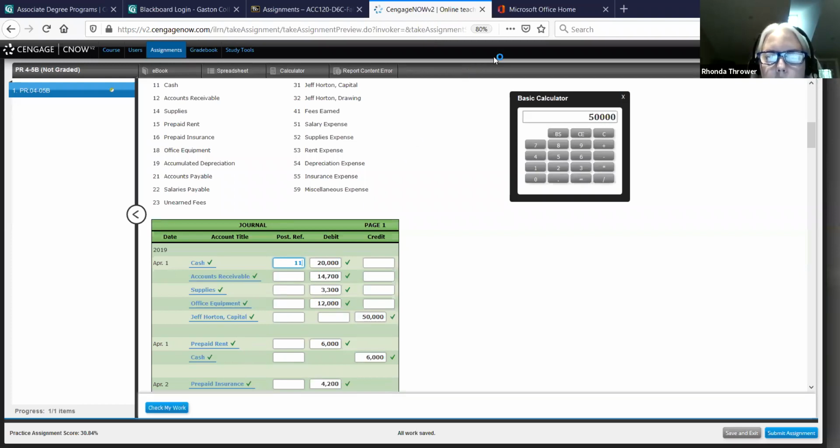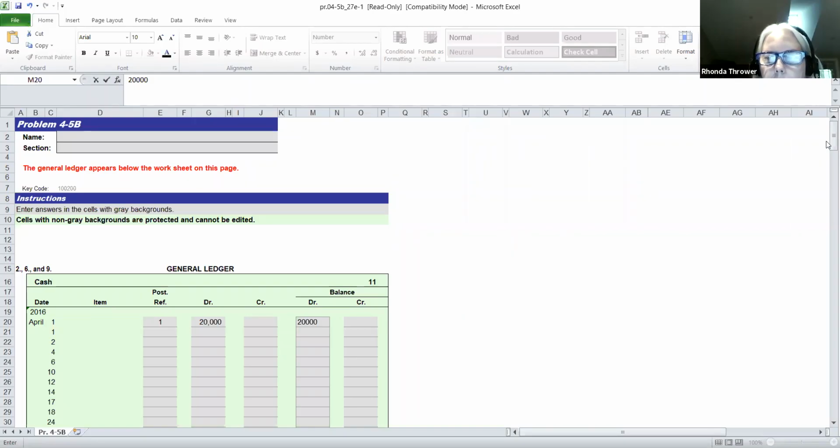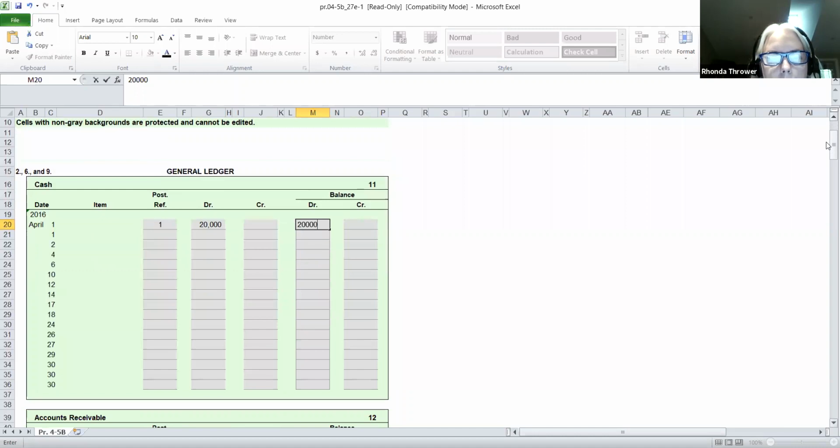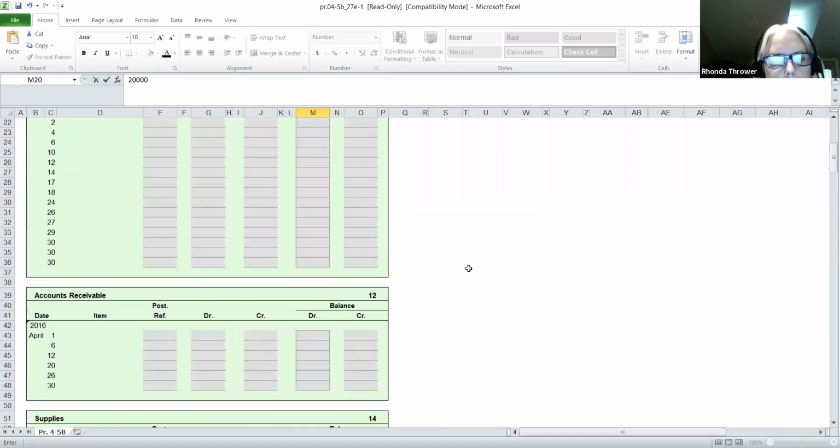So I'm going to stop sharing. We're going to go back to the ledger account, and I'm going to scroll down to my accounts receivable. I'm going to put in page number 1 for my journal. I'm going to put in a debit of 14,700.